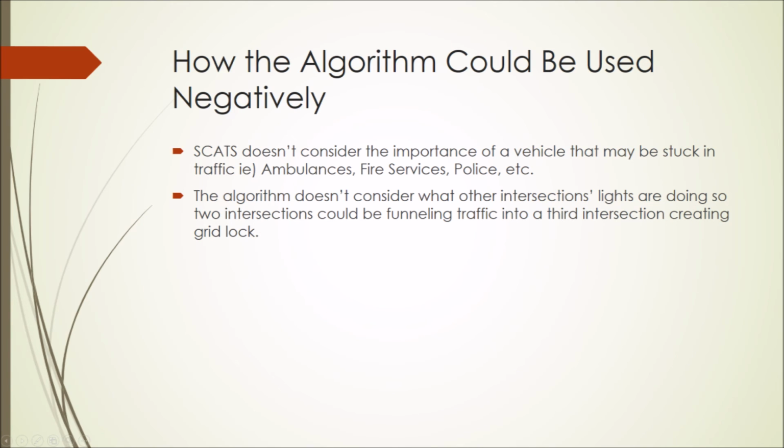There are a couple ways that SCATS could be used negatively. It does not consider the importance of a vehicle that may be stuck in traffic. For example, ambulances, fire services, police, etc. The algorithm also does not consider what other intersections' lights are doing, so 2 intersections could be funneling traffic into a 3rd intersection, creating gridlock.